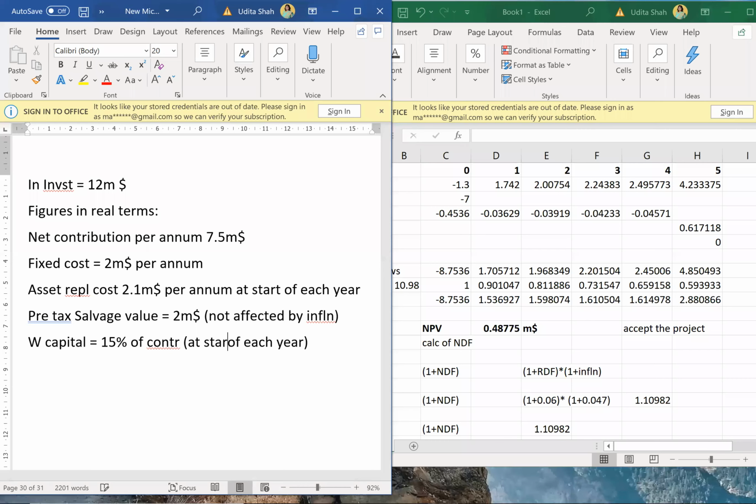So it will change our problem. End of each year. Okay. Life of project: let us take it as 4 years or 5 years. Let us take this as 5 years. Okay. Tax: let us take it as 20% and 1 year in arrear, because you already know the concept.